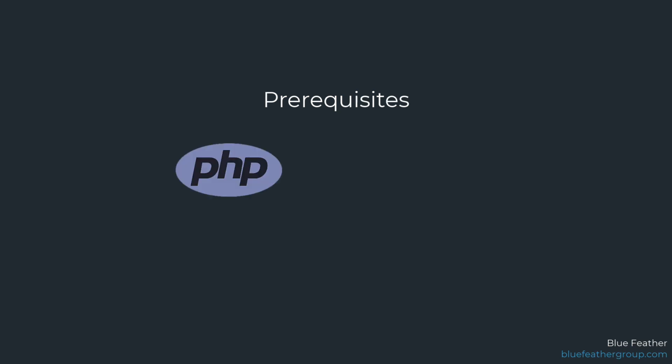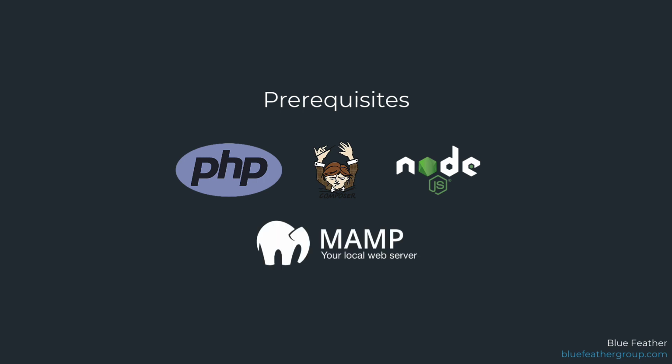Before we get into the coding, there are a few prerequisite pieces of software you're going to need to have installed on your system. You will need PHP version 8.0 or later, Composer, and Node version 12 or later. I also recommend using a web development server like MAMP to make running and configuring your web application easier. We'll be using MAMP in this video to run our web app in our local development environment.